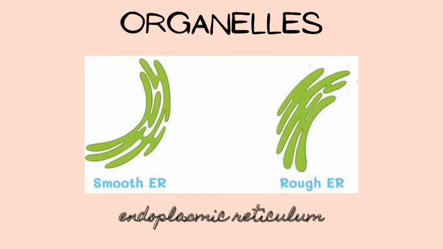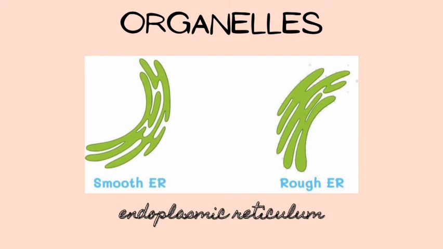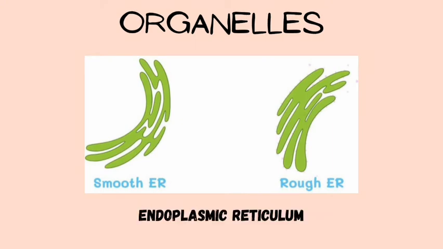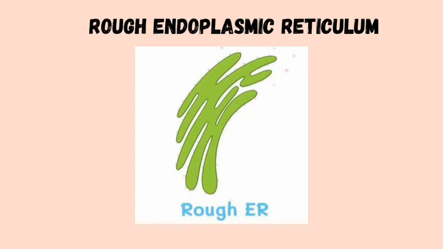Another organelle is the endoplasmic reticulum, or ER for short. There are two types of ER, the smooth ER and the rough ER. The smooth ER is named so because it lacks ribosomes on its surface. However, the rough ER is the opposite. Since the rough ER has ribosomes, it is involved in the manufacture of proteins in the cells. The rough ER also helps in the transportation of proteins.